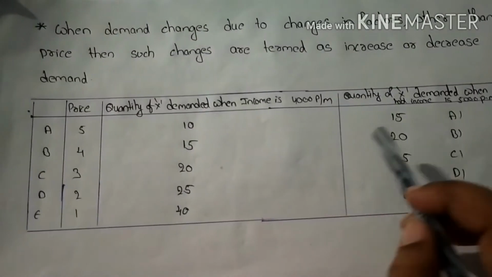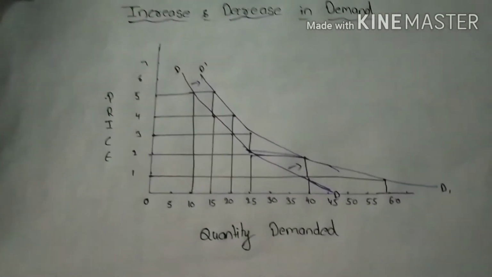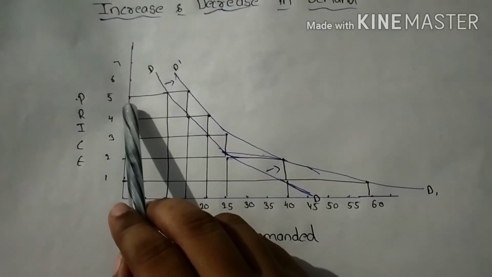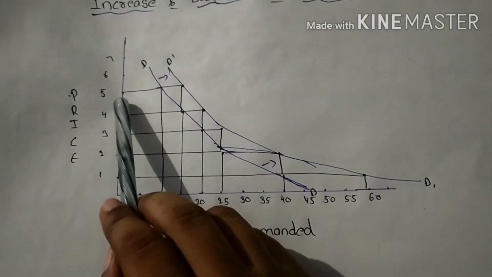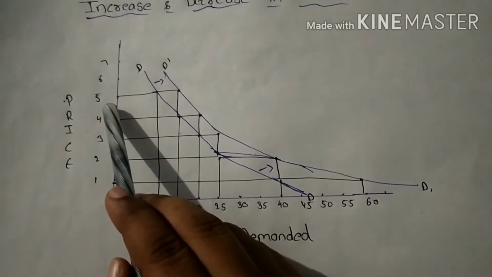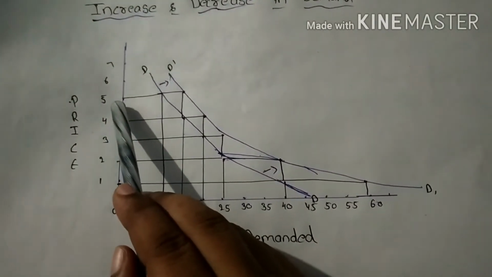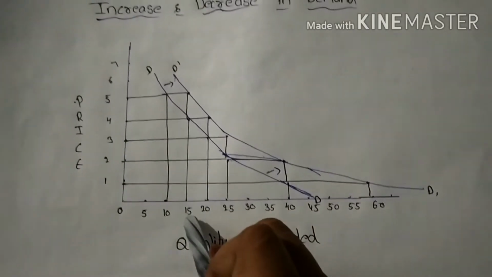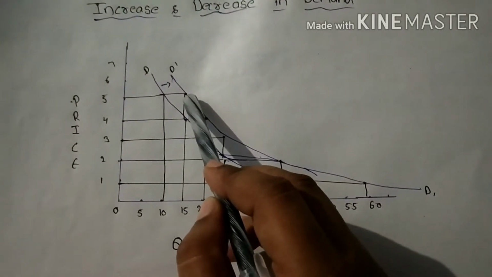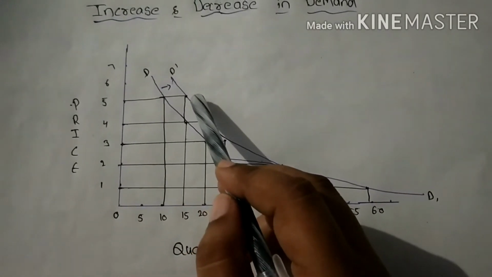So when is there an increase in demand and when is there a decrease in demand? Let's see. At first, income is 4,000 per month, the price is 5, and he goes for 10 quantities. In the next month, suddenly his income increases from 4,000 to 5,000. Then the price is also 5, but he goes for 15 quantities. Here the quantity has increased compared to 4,000. When the income changed to 5,000, the quantity also changed.